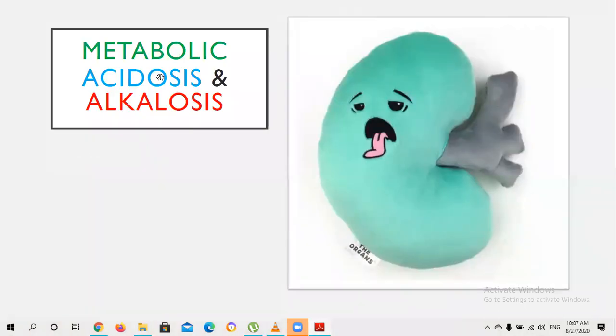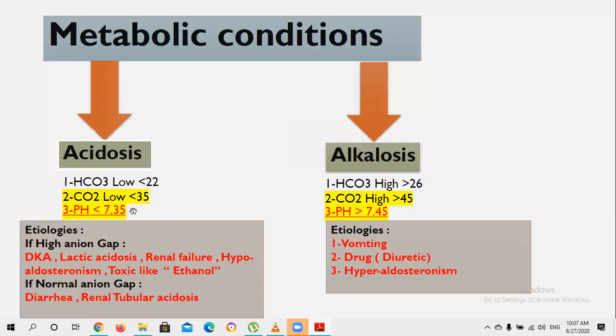Metabolic conditions. We always relate metabolic conditions with the kidneys. Metabolic as well as respiratory, we have acidosis and alkalosis. Almost the same, but we have a difference in numbers. So in metabolic conditions, we have metabolic acidosis and metabolic alkalosis. In case of metabolic acidosis, you're going to look at the pH and you will find it's acidic, less than 7.35. Here, the next step is not to look at the bicarbonate, but to look at the carbon dioxide.